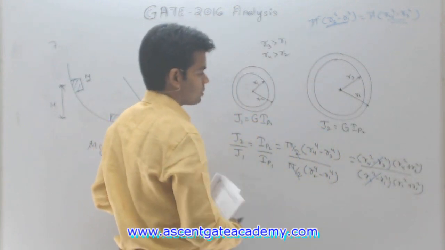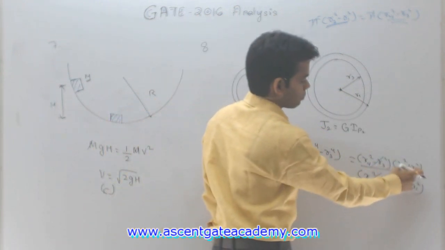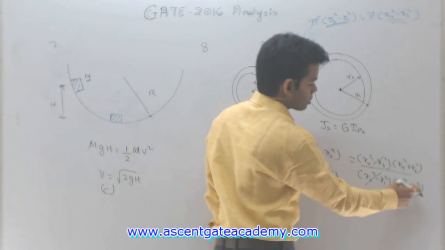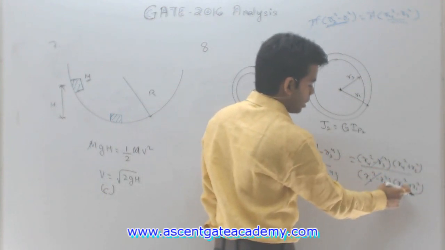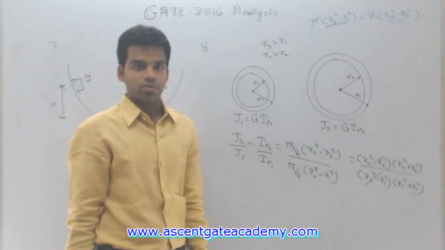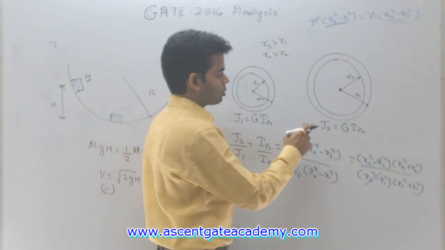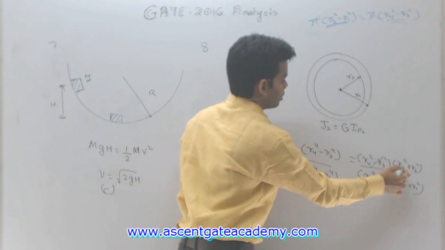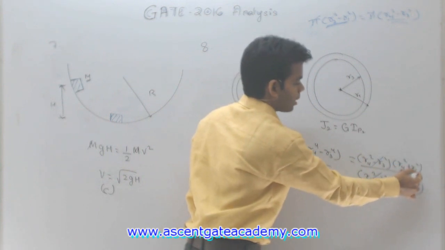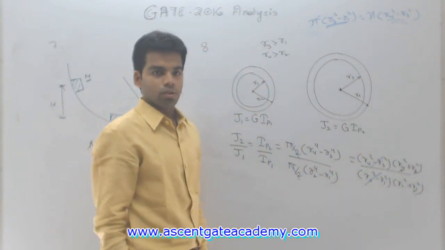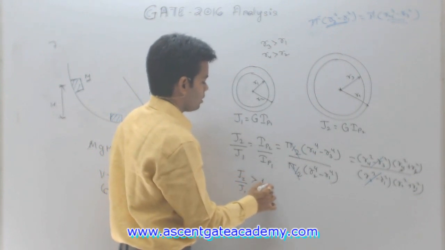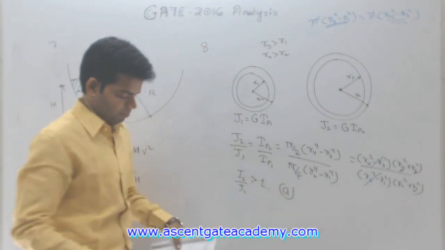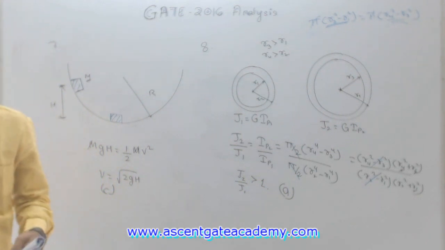Okay, so J2 by J1 will be equal to (R4 square plus R3 square) upon (R2 square plus R1 square). And according to the given condition, R4 is greater than R2 and R3 is greater than R1. Therefore obviously J2 by J1 will be greater than 1. Okay, so the answer is A. That's it. Getting this or not?